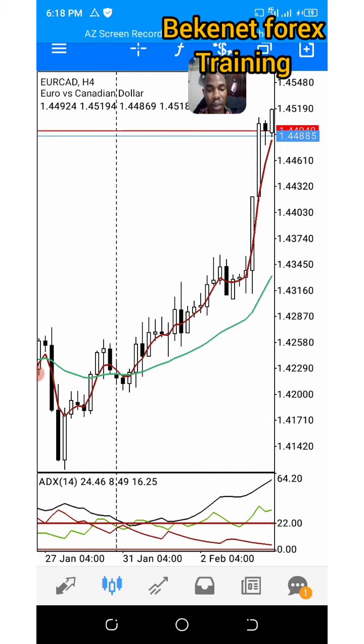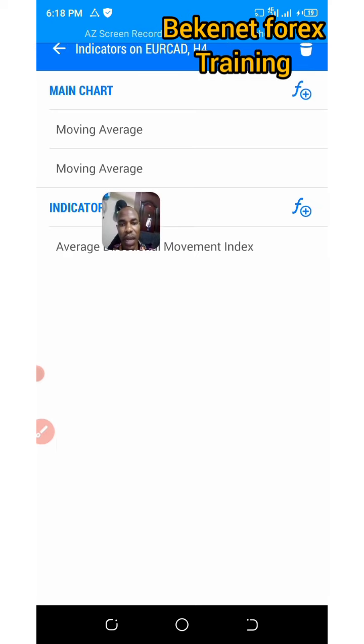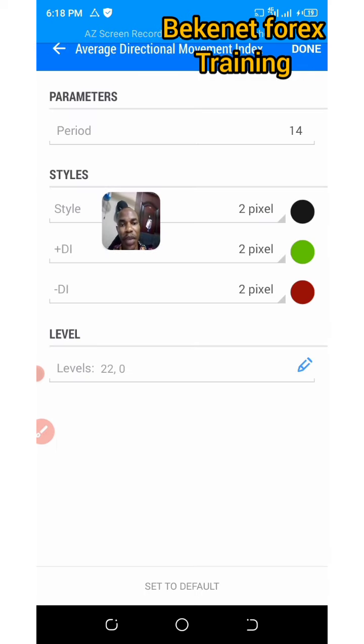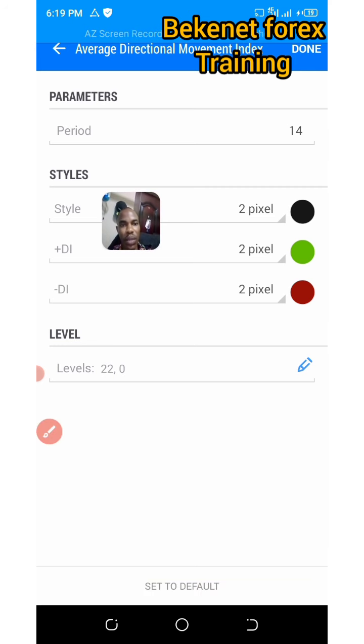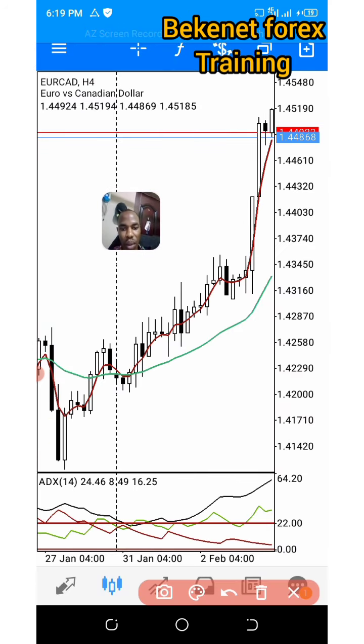Let me open the moving average for you and show you how it is. This is the moving average. Now this is the setting. The period is 14. Default, leave it at 14. The positive sign, like I told you, is green. The negative is red. The level is 22. Once you set it like that, you're good to go. You click done, and immediately it appears on your chart.